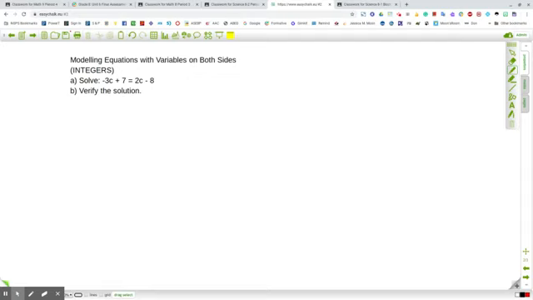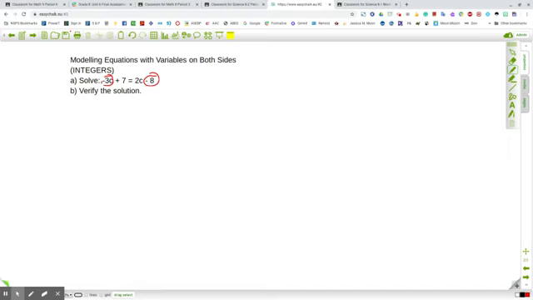Hey everyone. So we're going to be talking about modeling equations with variables on both sides. More specifically, we're going to be looking at the integers right here. I'm just going to change my pen to red here. With integers, we have to understand that negative 3c in this case and subtract 8 are the integers in this equation. So there's a number of methods we can do to solve this, and I'll be showing you one method and a couple of examples.